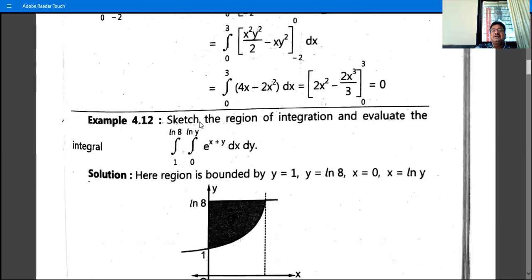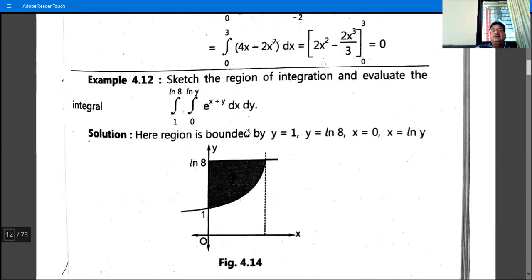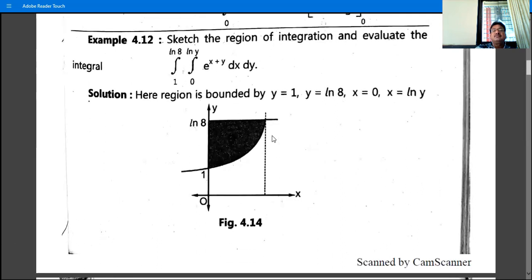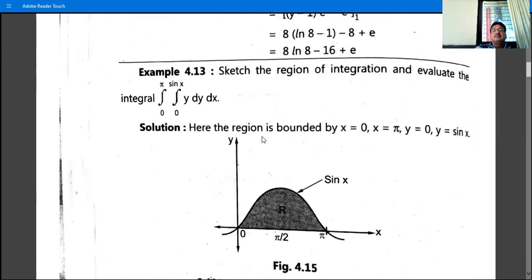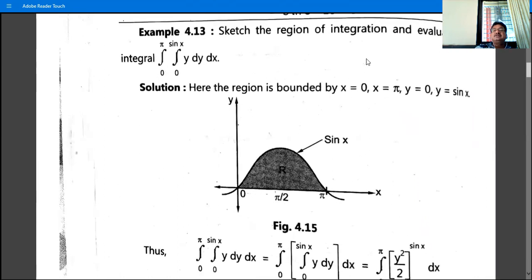Next is sketch the region of integration and evaluate, same type of problem, but here the limits are in terms of x and y. So we consider the next problem. Sketch the region of integration and evaluate. The integrations are 0 to sin x. These 0 and sin x are the limits of y, because these are in terms of x, and 0 to pi is obviously the limit on x.